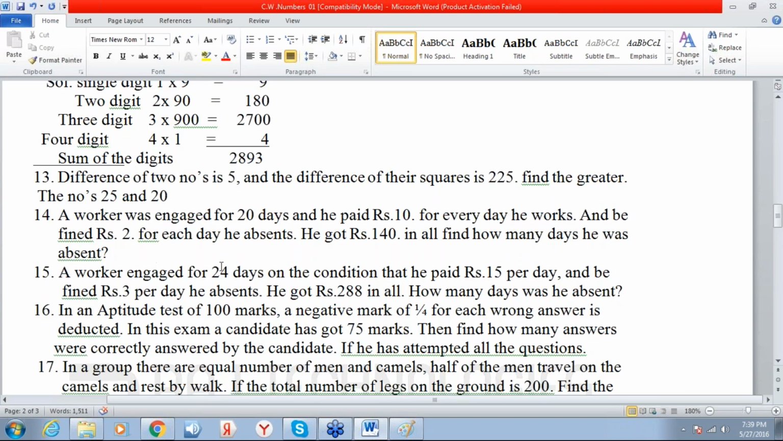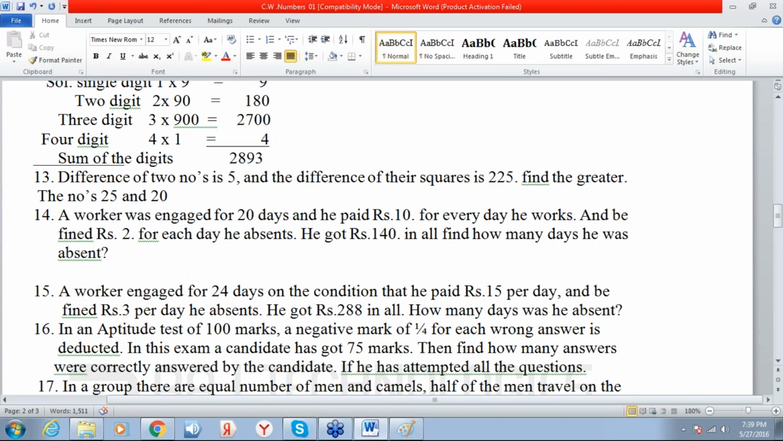Okay. 14. A worker was engaged for 20 days and he is paid rupees 10 for every day he works, and he is fined rupees 2 for each day he is absent. He got rupees 140 in all. Find how many days he was absent.